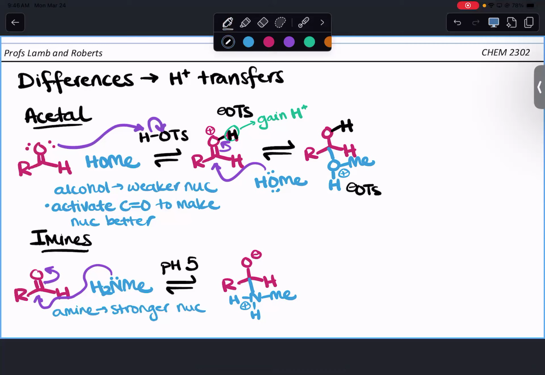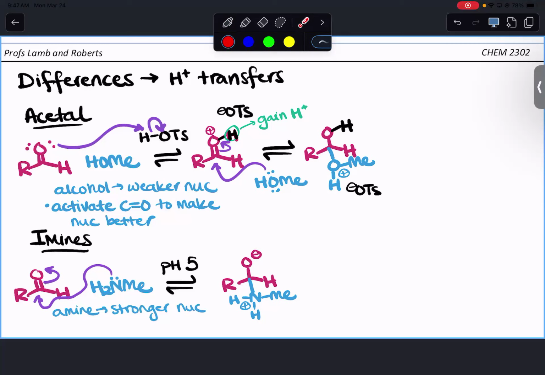Okay, so in the case of, sorry, I keep saying ketal. In the case of the imine, you're actually going to see that you have a negative and positive charge both on the same molecule, whereas here you just have a positive charge, so you're going to need a counter ion, in this case, the tosylate.